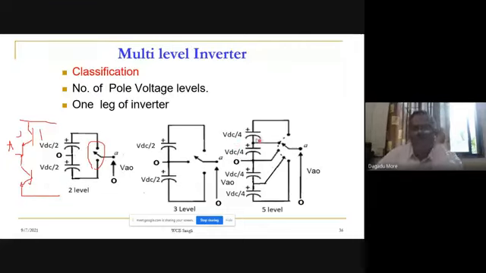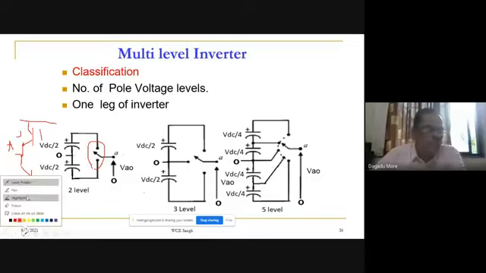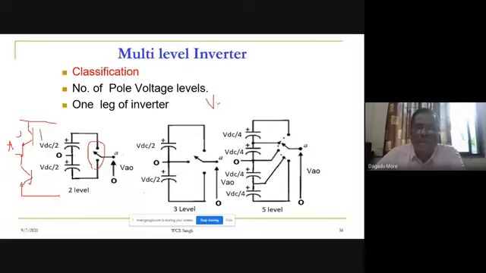Now what is meant by 3-level? We are getting the pole voltage here. A pole voltage is our VAO. What are the possible values here? When the switch is closed to the upper, we have seen that it will be plus VDC by 2.